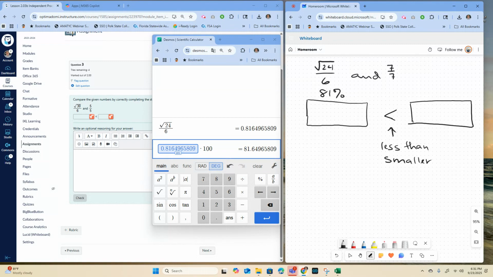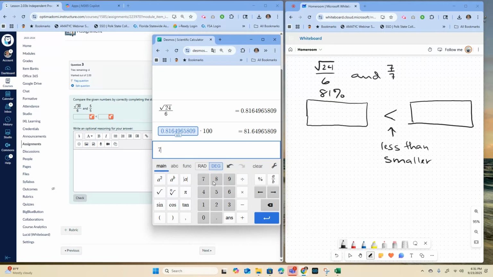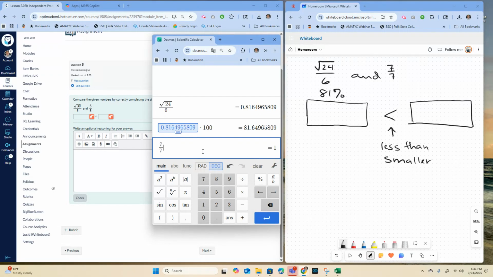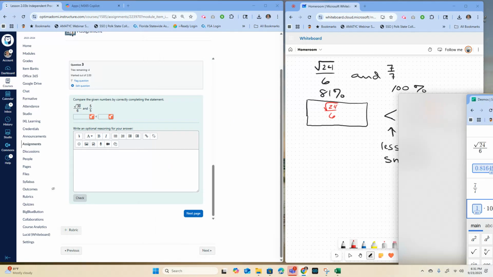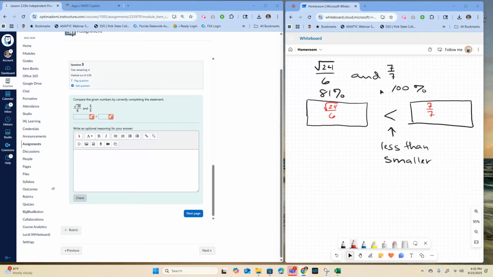Okay. Then I'm going to do my fraction, 7 over 7. And 7 divided by 7, you can see I got 1. But that's not a percent. Now I'm going to take my answer, 1, and multiply by 100 to get a percentage. And you can see that's 100%. And you can see that 81% is smaller than 100%. So it means that square root of 24 over 6 is less than 7 over 7. Okay? In the boxes, you write the original numbers, not the percentages, not the decimals.